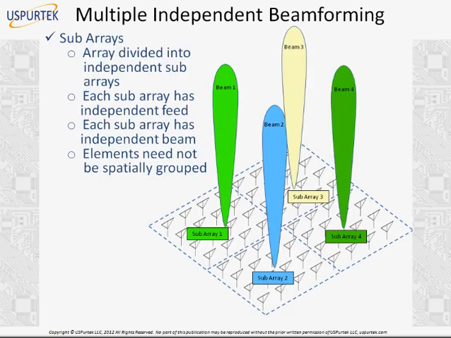So in sub-arrays, we divide the antenna element array, which is a two-dimensional array, into independent sub-arrays. Now you see in the picture here, we have divided the antenna array into 4 sub-arrays, sub-array 1, 2, 3, and 4. So simply instead of one array, we have 4 arrays, and each of them has its own independent feed and independent beams. This is much simpler to implement, it seems, because you just simply wire it accordingly and achieve different beams. Okay.